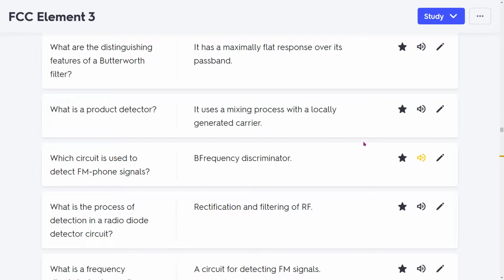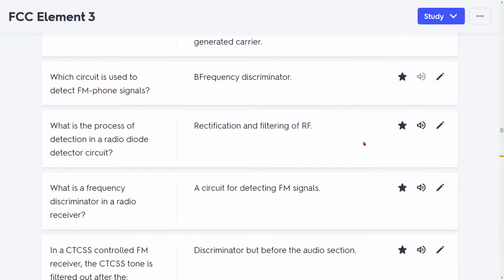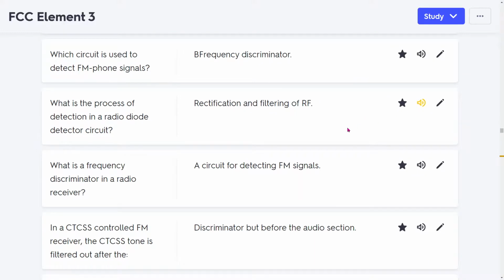Which circuit is used to detect FM phone signals? B. Frequency discriminator. What is the process of detection in a radiodiode detector circuit? Rectification and filtering of RF.